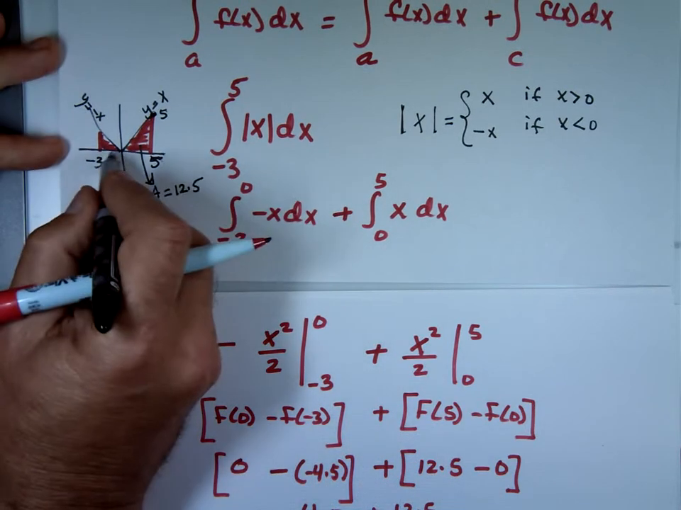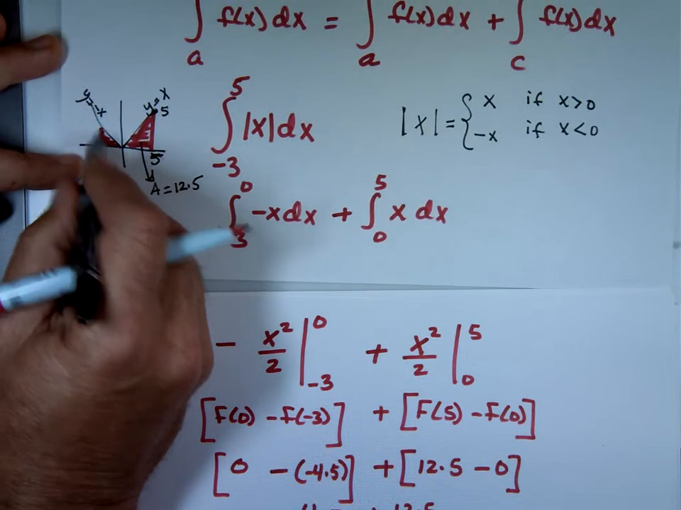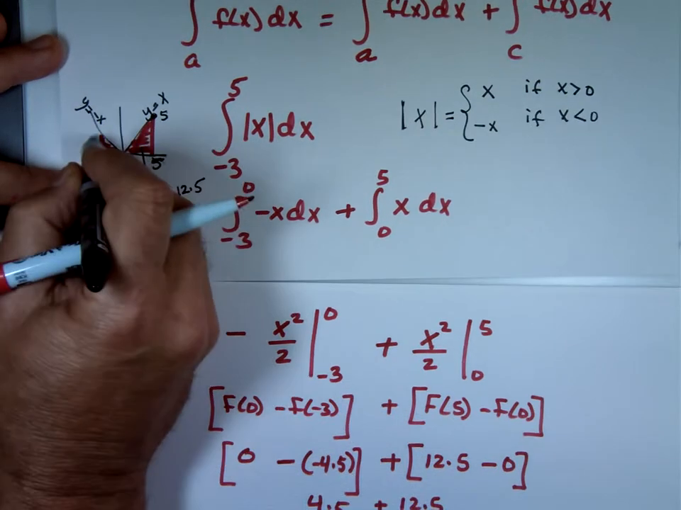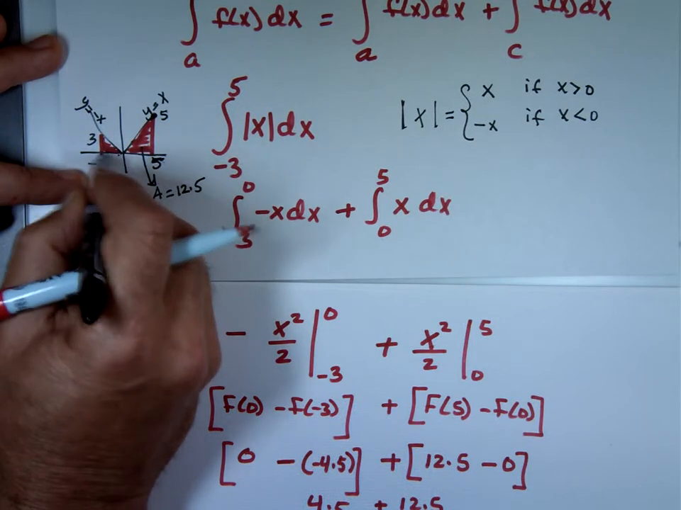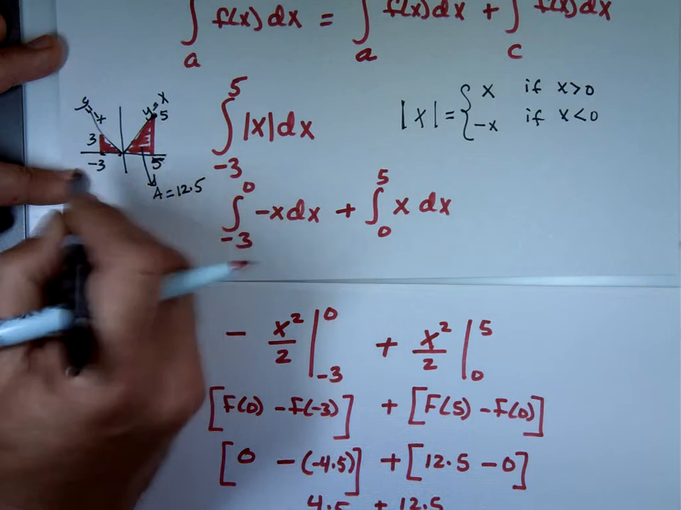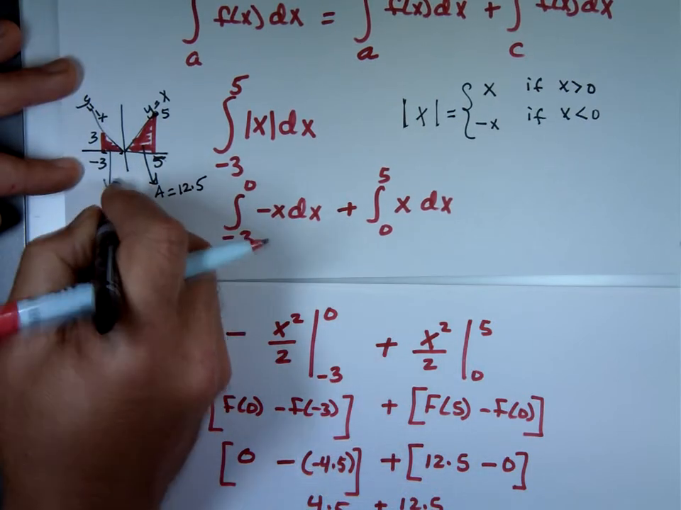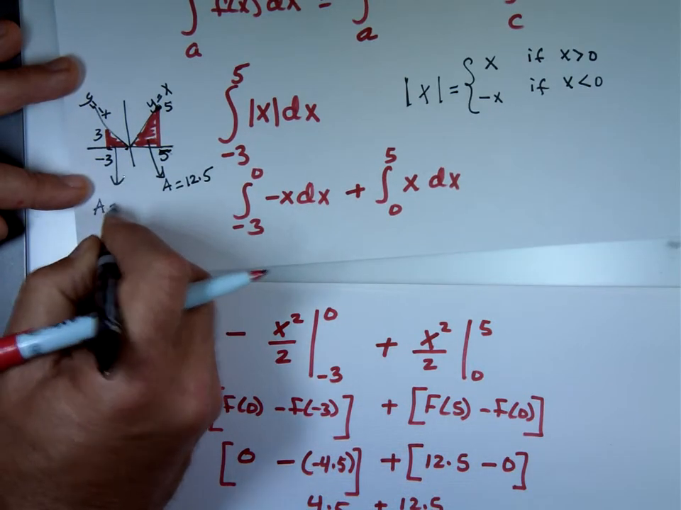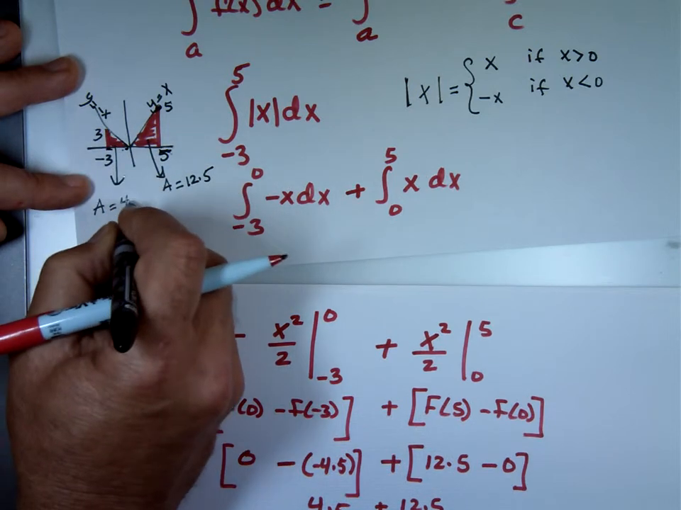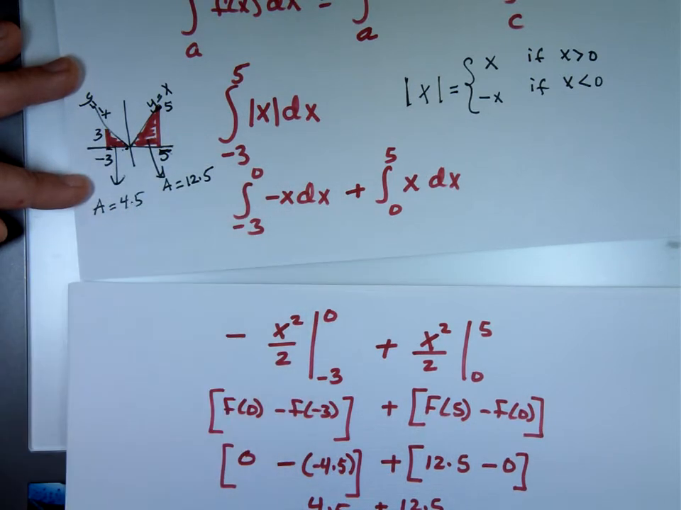What's the area here? Base times height. What's your height here? 3. And what's the base, the distance? Nope. 3, because you're looking at a triangle. So the area for this is base, which is 3. Height is 3 divided by 2, that's what? 4.5. You add them, what do you have? 17.